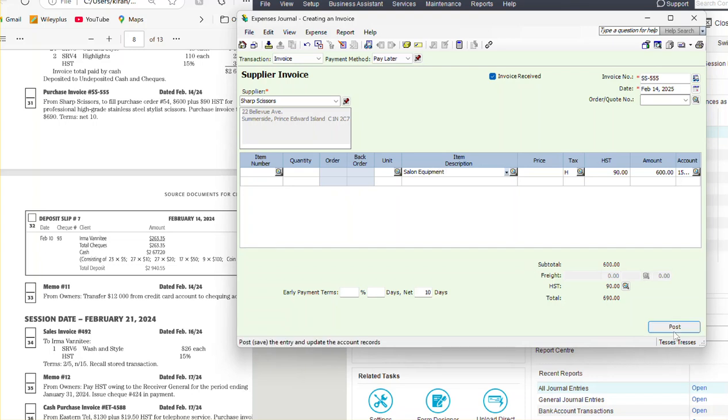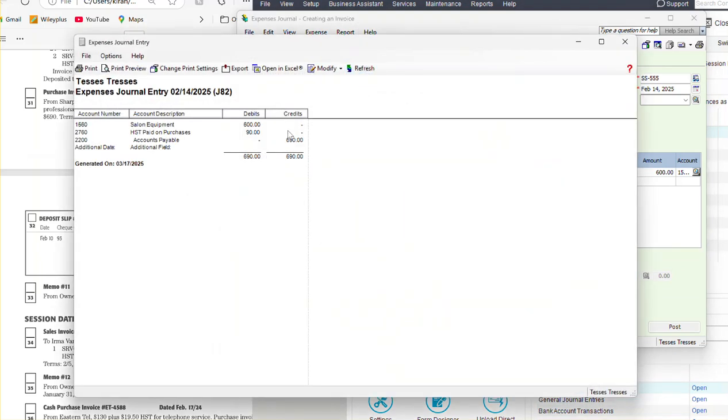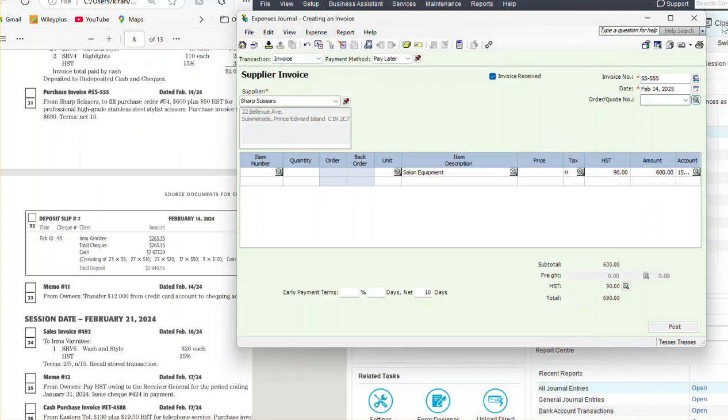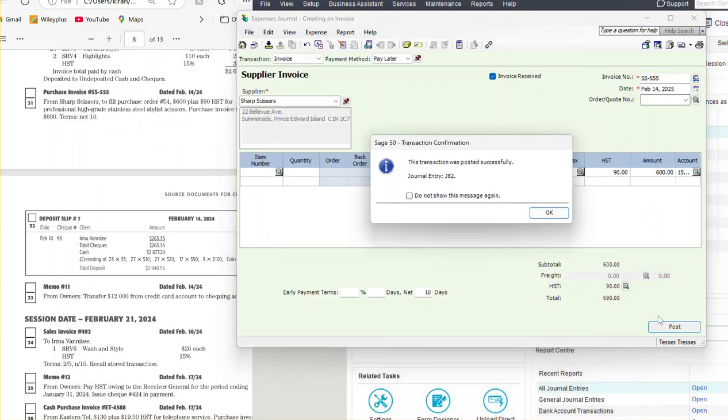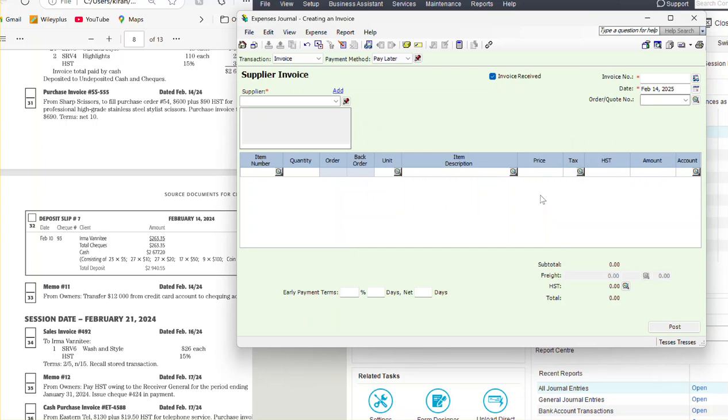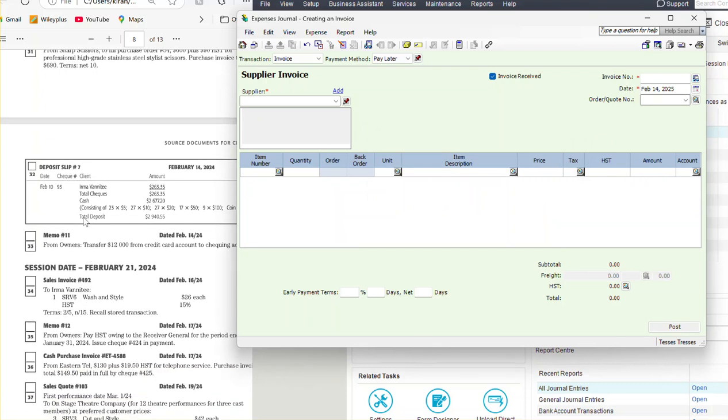And I will display my journal entry. Your journal entry should look like this. We are good to go. Now I am going to post this transaction. Okay, and I hope these accounts are there because I didn't see it before.